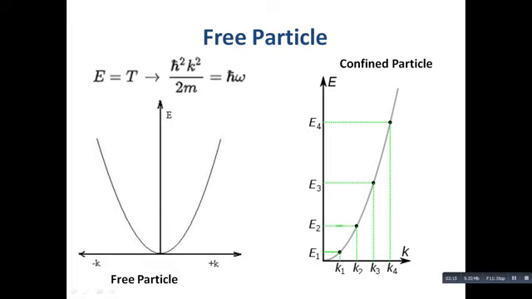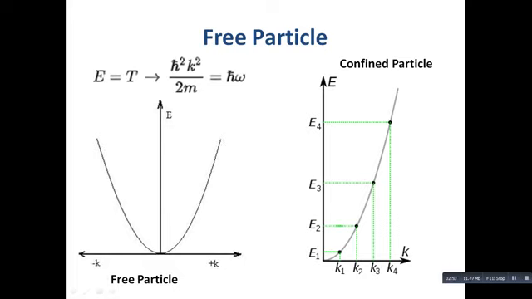So you can see that as opposed to the continuous values of energy for the free particle, the confined particle has only fixed values of energy like E1, E2, E3 and E4. There cannot be any energy value possessed by the confined particle with a value between E3 and E4. Similarly, between E2 and E3, this particle cannot have any values, and also between E1 and E2, there cannot be any energy values possessed by the confined particle.